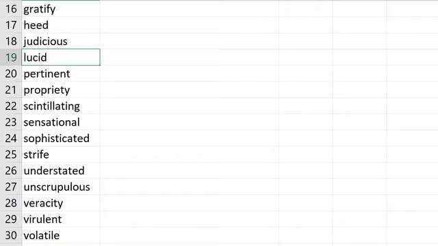Lucid means clear, very similar to the word pellucid. It can also mean lucid speech. It's very easy to listen to, very intelligible. Pertinent means on topic, relevant. We have a lot of words that mean that: apt, apropos. Propriety means manners, having decorum, following the rules, chewing with your mouth closed, all of that stuff.